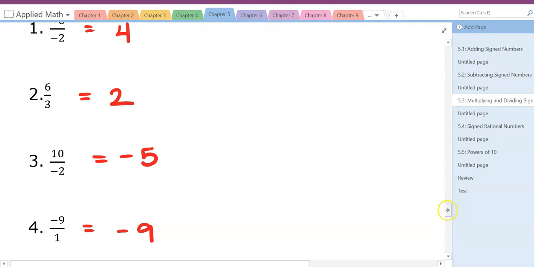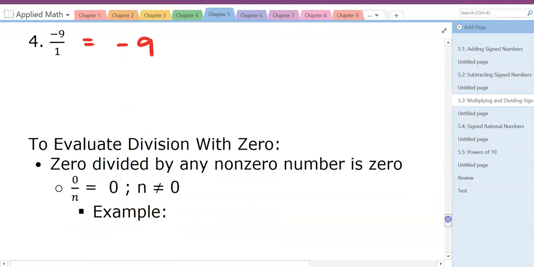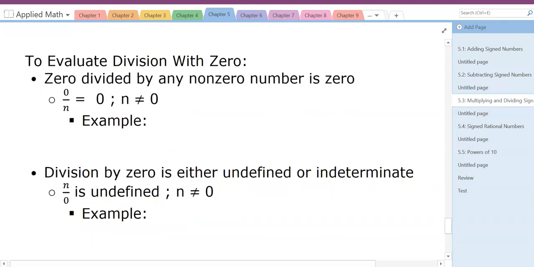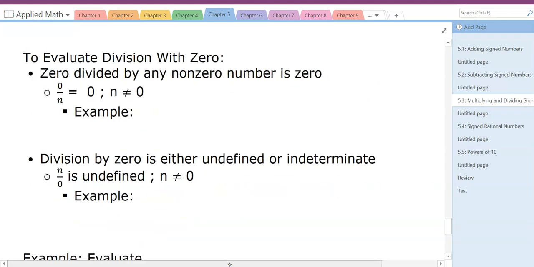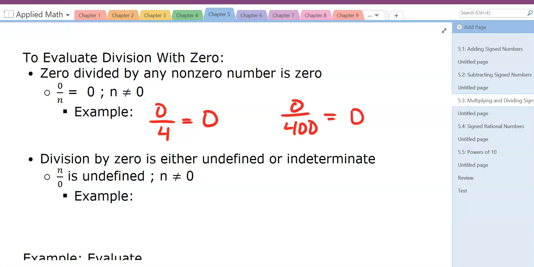Last thing I need to end on is what happens when you start having zeros in your division problems. If you're taking 0 divided by anything, the answer is always 0. For example, if I take 0 and I divide by 4, I'm going to get 0. If I take 0 and I divide by 400, I'm still going to get 0. It's like 0 times anything. 0 divided by anything is always 0.